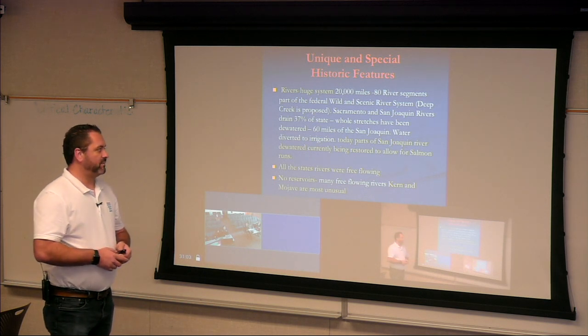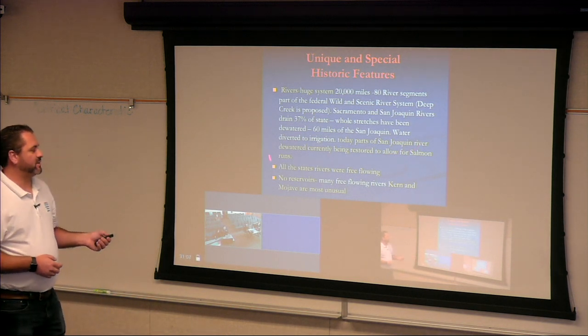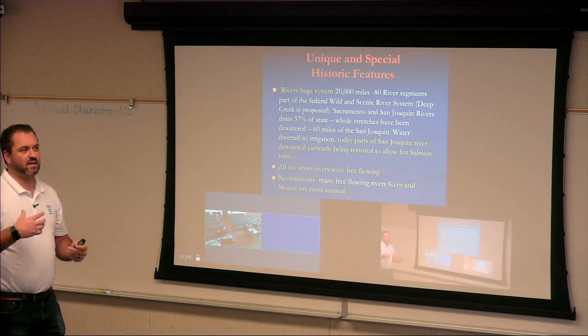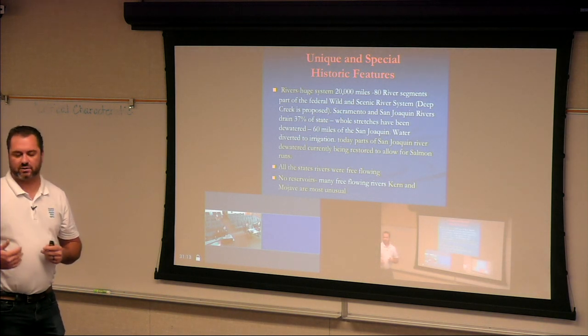So today, the San Joaquin River is dewatered, currently being restored to allow salmon runs. So you're starting to see more environmental protections and laws come in to protect those fish and wildlife species.